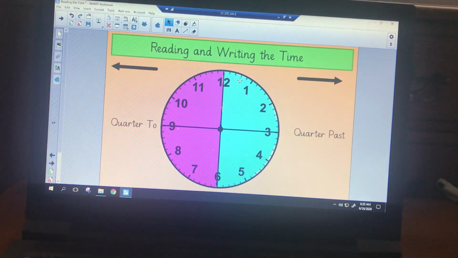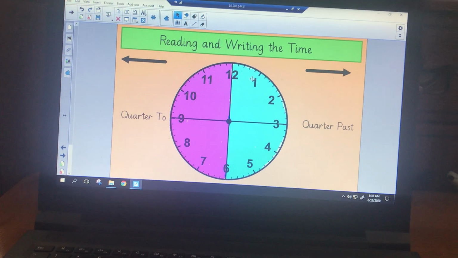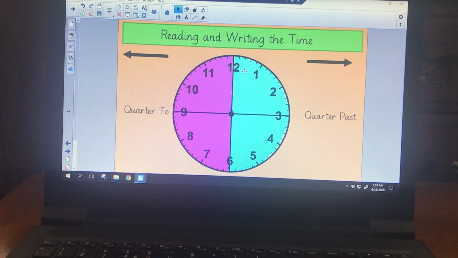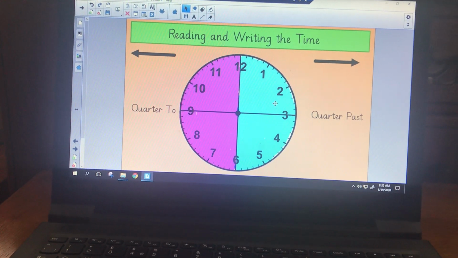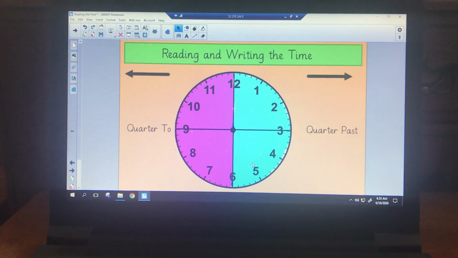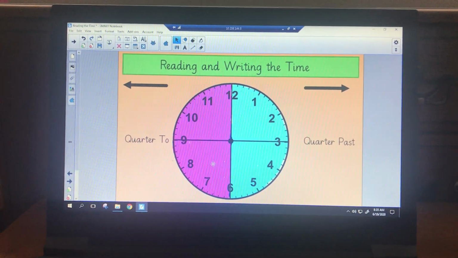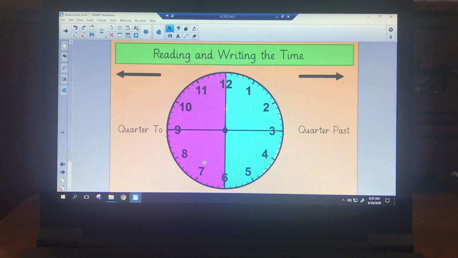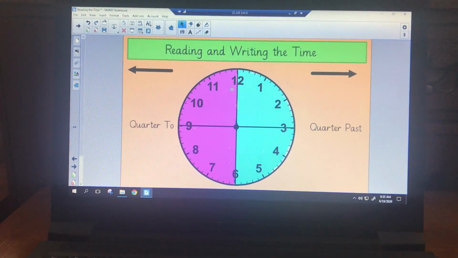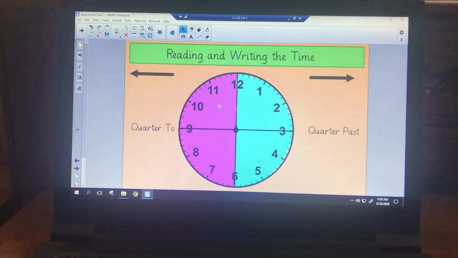So we can see here we've got the first quarter, this blue quarter here. So if the minute hand was pointing to any of these times between 12 and the 3, we refer to it being past the hour. This second blue quarter here, again, it's still minutes past the hour. When we move into this first pink quarter here, we would start to say minutes to the next hour. And this final quarter here, again, we would say it's minutes to the next hour.